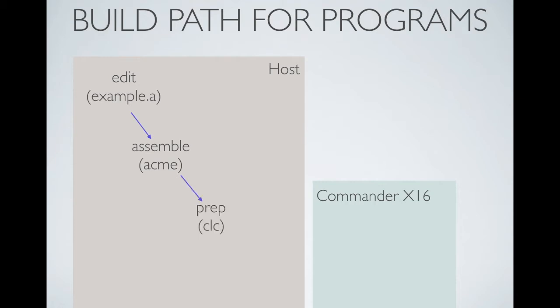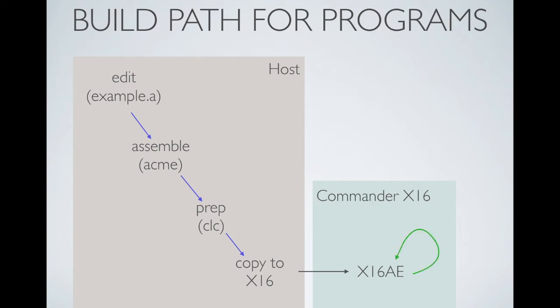And then I prepare it for loading into the X16 using a Python script I've written called CLC, the Commander Label Compiler. This takes all of the label and symbol values that are generated by the Acme assembler and loads them into a debug formatted file that the assembly environment is going to be able to read on the X16. And then copy all of my files over to the X16 and start up the assembly language environment, and then I can proceed to work on my program. Of course, this is all automated using a make script on the OS X host.